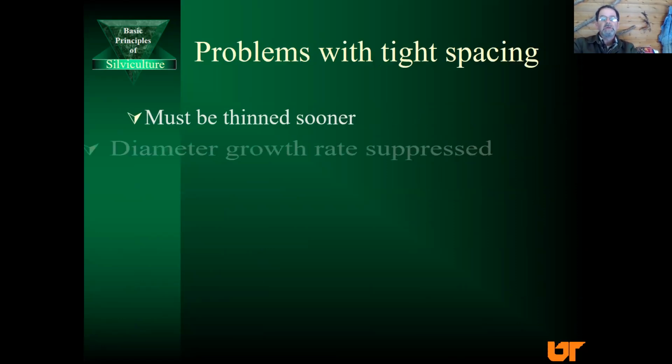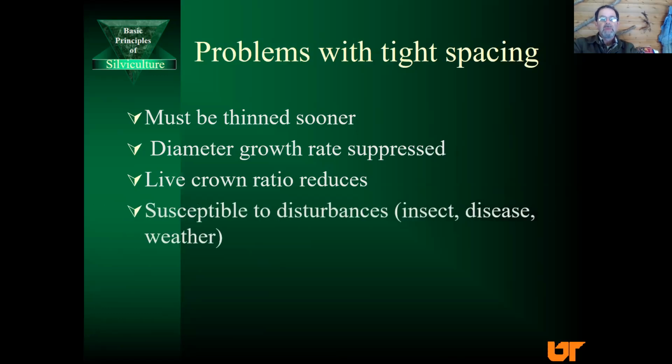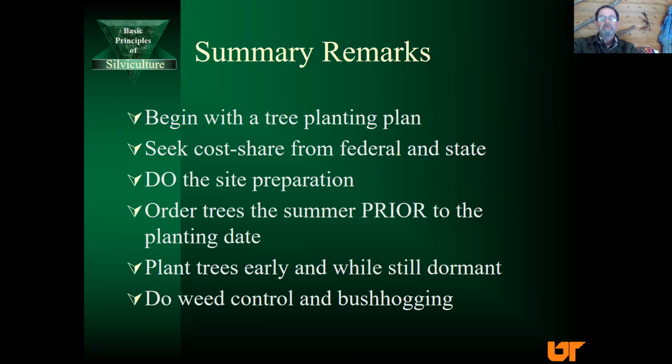As I've already mentioned, it has to be thinned sooner. The diameter growth rate will be suppressed in tight spacing, and so you've got to thin it out in order to keep the growth rate going. The live crown ratio is reduced, and that refers to that proportion of the total tree height that has living branches that will be reduced. And the trees can be susceptible to disturbances such as insect and disease, maybe weather related. With real tight spacing, the trees kind of develop a whippy form, and they can sometimes blow over once you do release them. So you have to be careful.